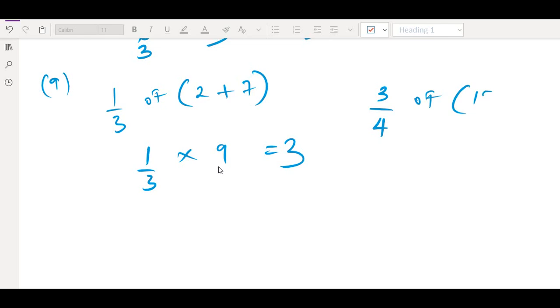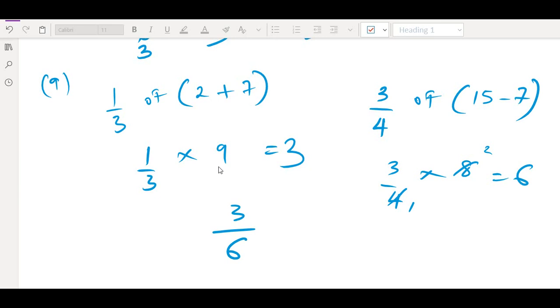3/4 of the positive difference of 15 and 7. Hope you know why they use the word positive difference. Yes. Because the difference has to be positive. 15 minus 7 is 8, but 7 minus 15 is minus 8. It's a negative difference. You understand? So this is how they want you to do it. So what's 3/4 of 8? It's 6. So they said this 3 is divided by 6. That's what was said, right? So what do you have? Option D.